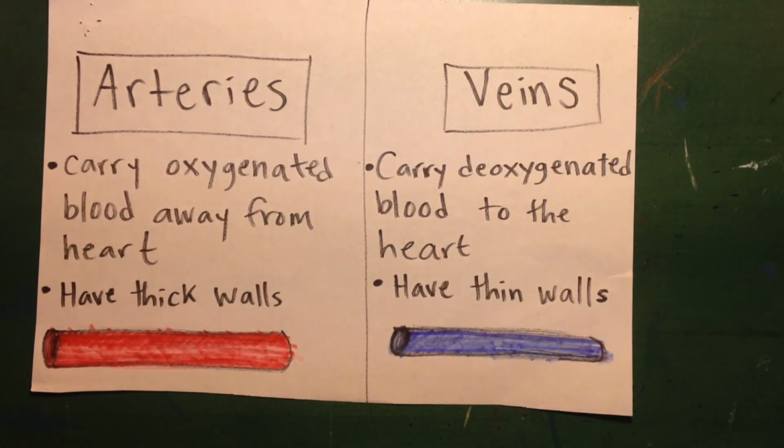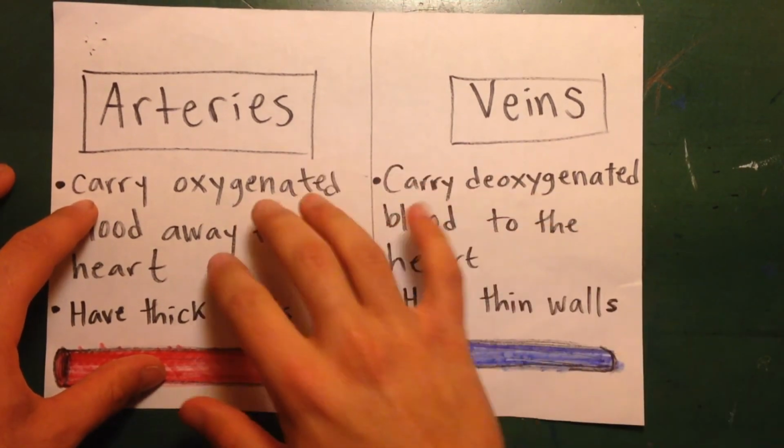They also have thin walls. They're not in need of thick walls like arteries, because their use is not to pump blood away or to carry blood that's being pumped from the heart directly. They're just bringing back the blood that's been pumped back to the heart. So that's the prime difference between arteries and veins.